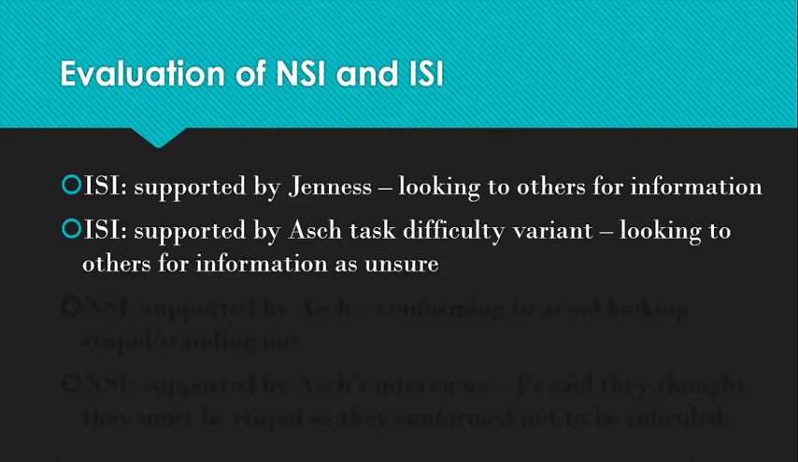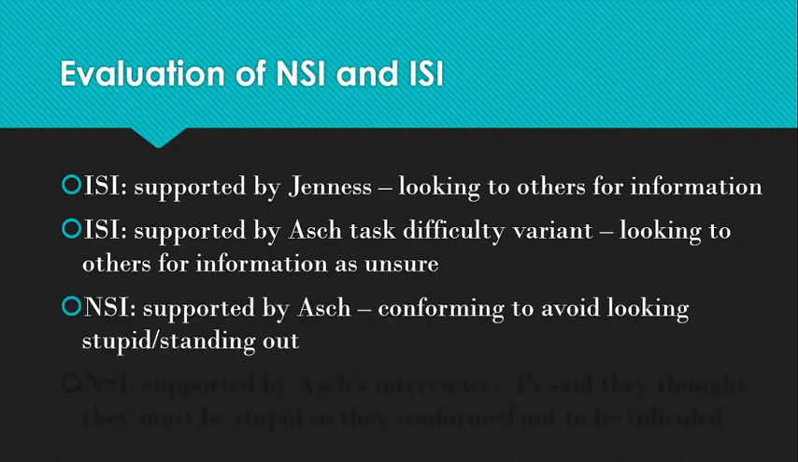Equally, you can see it happening when you look at the task difficulty variant of Asch. When the task gets more difficult, people look to others in the group for information because they're not sure, and therefore the conformity rate rises because informational social influence is now also affecting their behaviour. So because they're not sure, they're looking to others for information, they're trying to find the right answer, therefore it's informational social influence. They're conforming because they want to be correct. So there you've got two studies that provide evidence that supports this explanation of informational social influence.